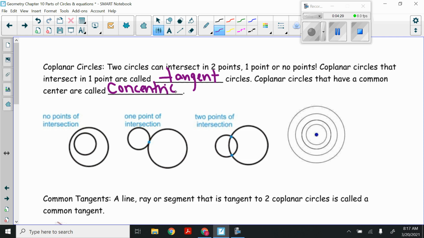Okay, so here's an example of 2 circles with no points of intersection. So they're one inside of the other. This is an example of 2 circles with 1 point of intersection. They touch each other 1 time right there. So these are tangent circles. This is an example of circles that have 2 points of intersection. This last one looks like a bullseye. So this is where all the circles have the exact same center. So we start small and then we just keep getting larger and larger. These are called concentric circles.